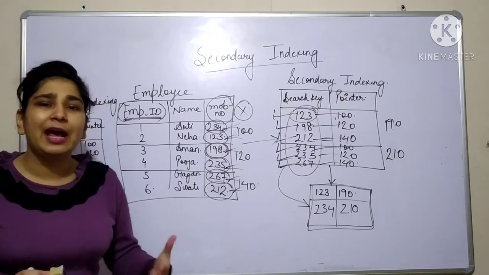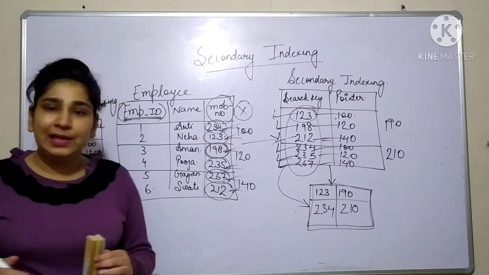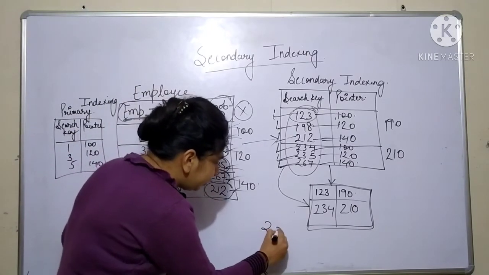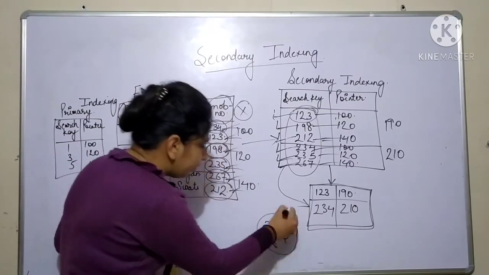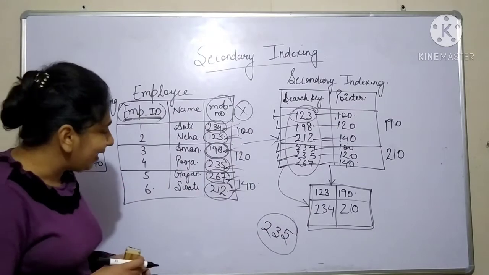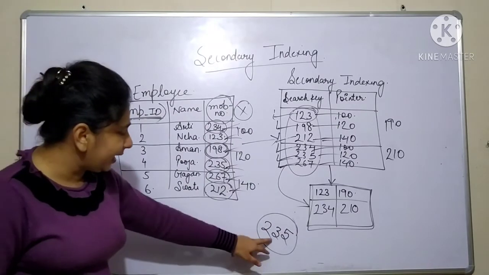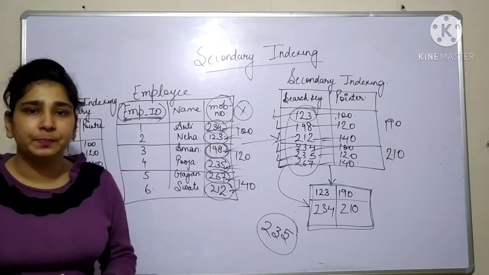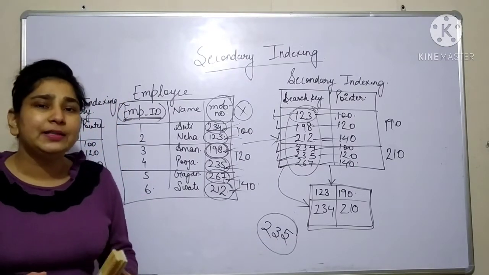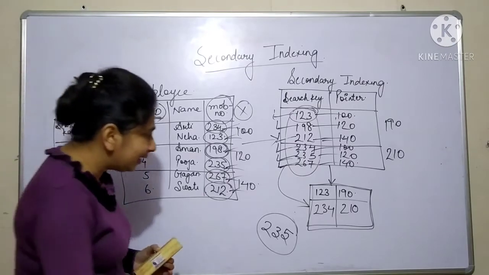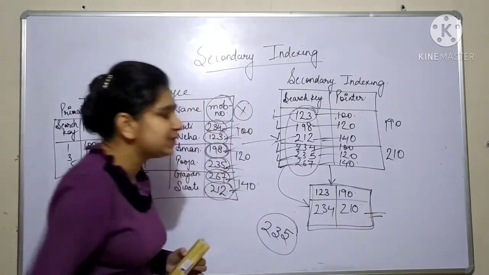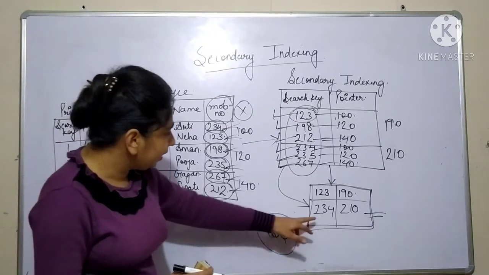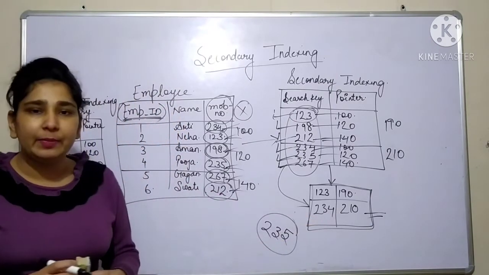How is our searching time getting reduced? Let's suppose we want to search for mobile number 235. The user says, give me the employee details of this mobile number 235. How is it going to happen? Firstly, we are going to move to this table.